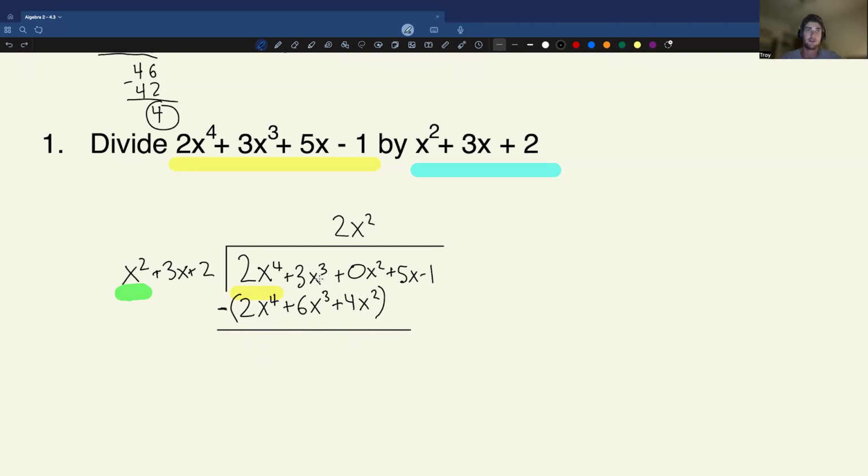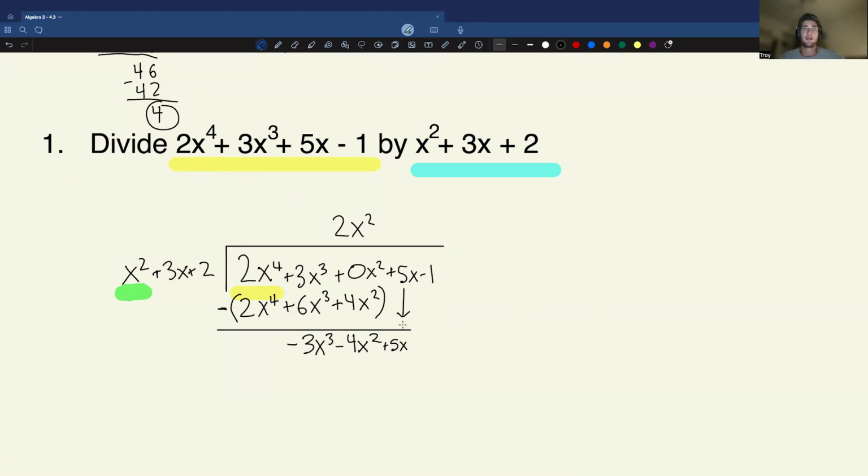But now we have 3x cubed minus 6x cubed. That gives us negative 3x cubed. And then 0x squared minus 4x squared is negative 4x squared. And then we drop down the next digit, or in this case, we drop down the next term, which is going to be 5x. As long as you always just drop down a term, it should help you out here. But yeah, cool.